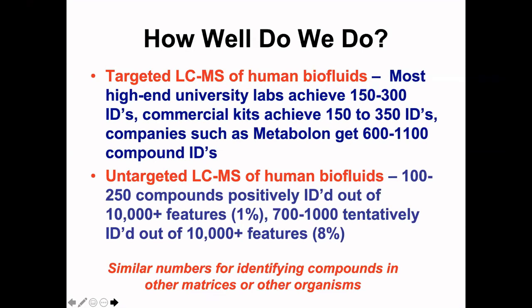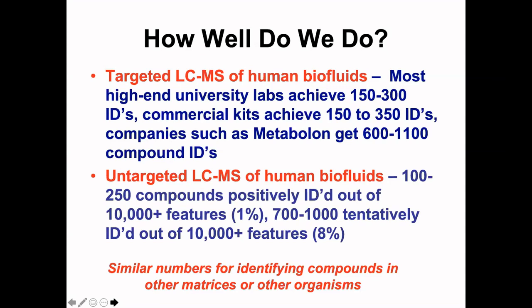There are two types of metabolomics. There's targeted metabolomics, and then there's untargeted metabolomics. The targeted approaches can use commercial kits. There are companies like Metabolon. There are also in-house assays that people develop. And typically with targeted metabolomics, people get anywhere from 150 to about 1,000 compounds that they can identify and semi-quantify. That's only a tiny fraction, about 1 to 2% of the known metabolome.